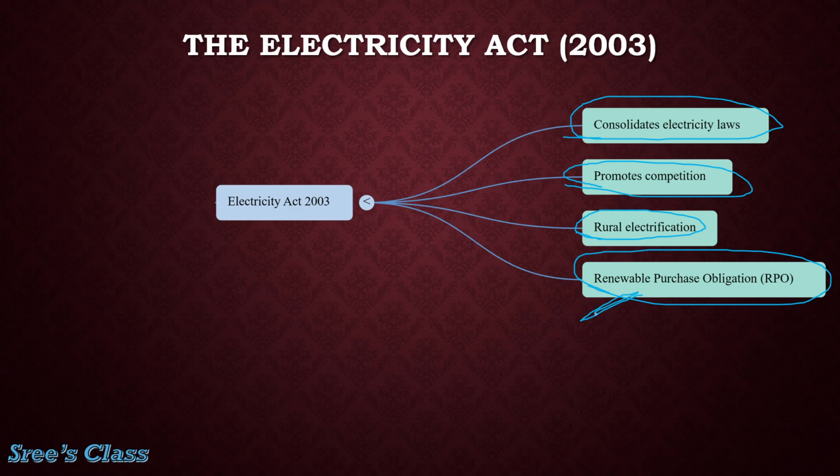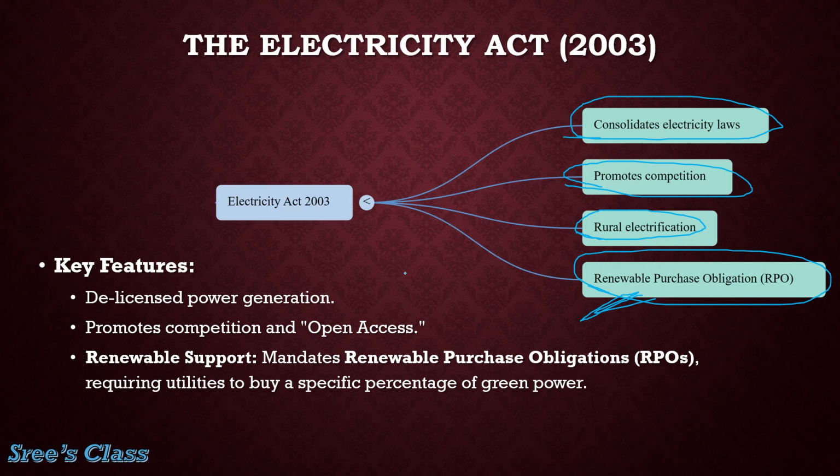So this is one of the most important things, RPO. RPO is actually many customers wanting to buy a percentage of their share from renewable sources. That is the point. We will come to that. So these are the main things. This renewable support, that is RPO, mandates requiring utilities to buy a specific percentage of green power. Green power means whatever renewable, mainly solar, wind, all those things. Okay.